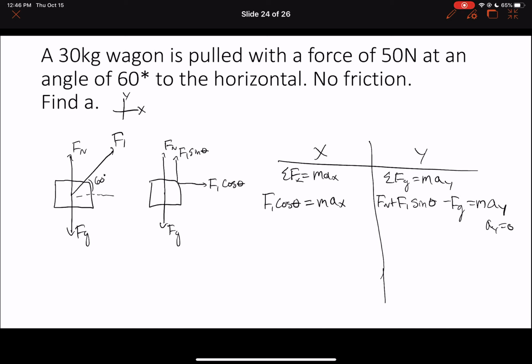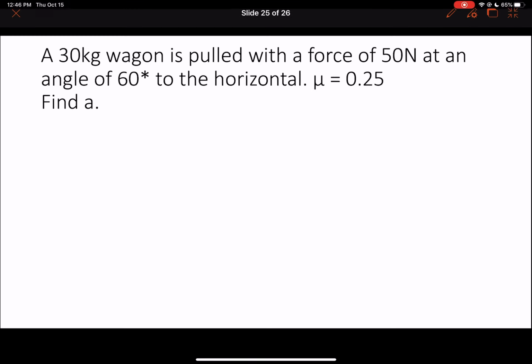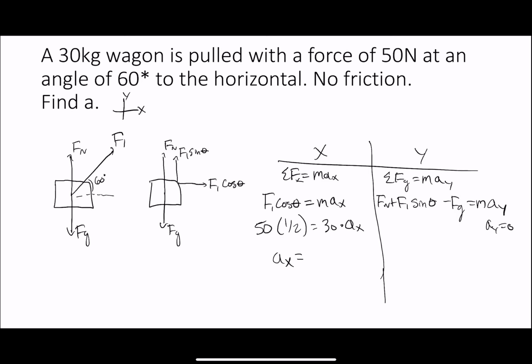On the x side, we have F1 is 50. Cosine of 60 is 1/2. It should be 0.5 when you put it in a calculator. I'll double check it right now. Yep. And then our mass is 30 times our acceleration in the x direction. So our acceleration in the x direction is 25 divided by 30, which should be 0.83 meters per second squared.